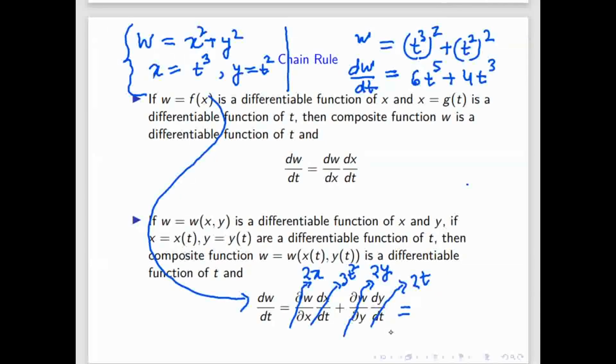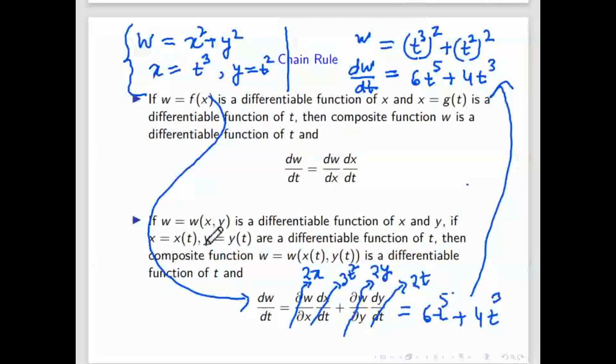So if you write here 2t cube, then it will give 6t to the power 5, plus this is 2 into 2, 4, and y into t, y value is t square, it will give t cube, which is the same as what we get by finding w in terms of t and then differentiating. So both are giving the same answer.